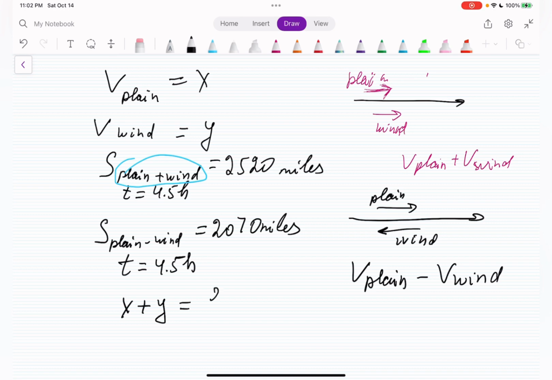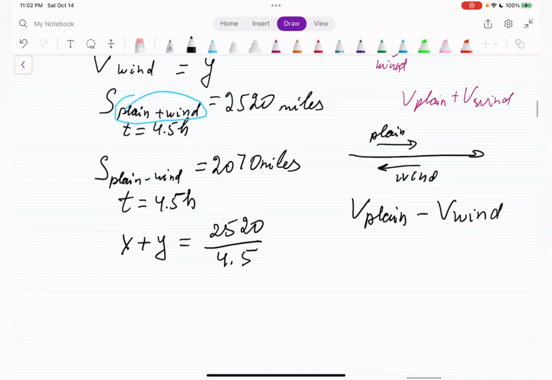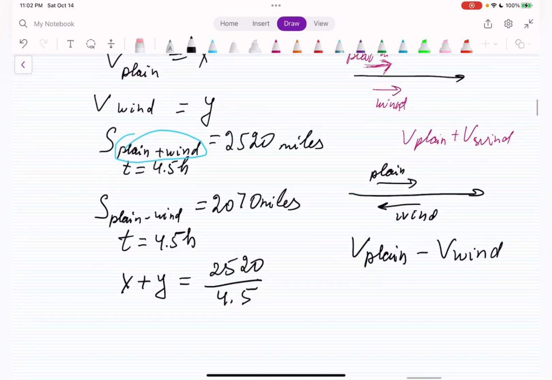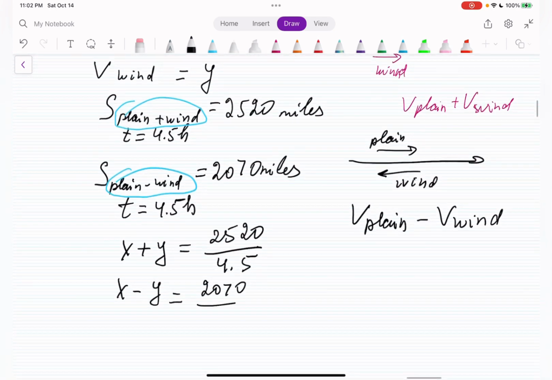It's going to be equal to distance, 2520 divided by 4.5. Yes? And if it's flying against the wind, we are getting the speed of the plane minus the speed of the wind. And it's going to be 2070 divided by 4.5. Well, let me see how much I get.